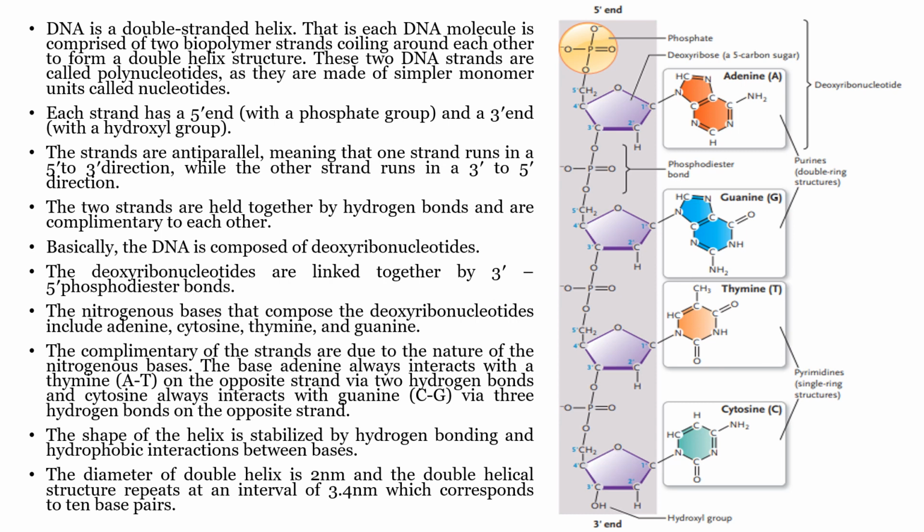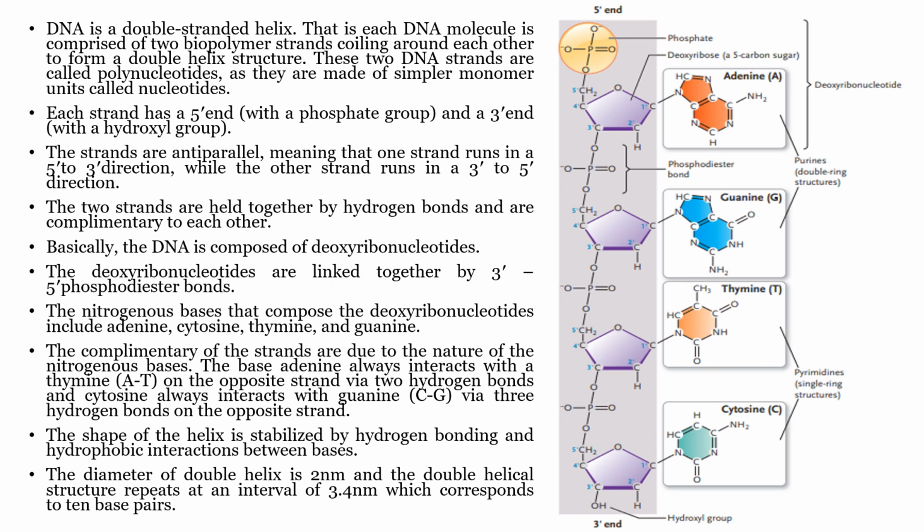The strands are anti-parallel, meaning that one strand runs in a 5' to 3' direction while the other strand runs in a 3' to 5' direction. The two strands are held together by hydrogen bonds between complementary bases. Basically, DNA is composed of deoxyribonucleotides, which are linked together by 3' to 5' phosphodiester bonds.